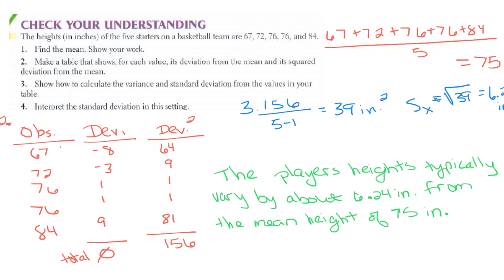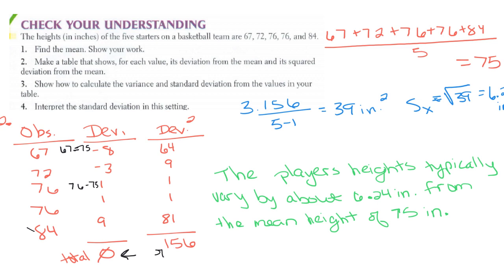So our deviation, remember 67 minus 75, right? That's why I got a -1. Right, but 76 minus 75, that's why I get a +1. Summing them all up, I get a total of 0. So if I square all those deviations and sum them up, I get a total of 156, which I can then use to calculate my variance.